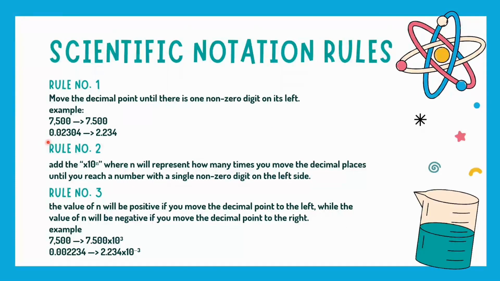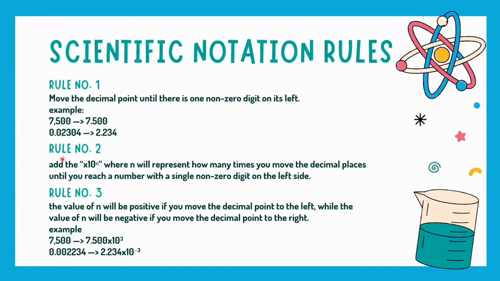Another example is 0.02304. So for decimal numbers, we'll be starting from the decimal point, moving from left to right. Starting from here, 1, 2, we'll be putting the decimal point here, giving us 2.304.